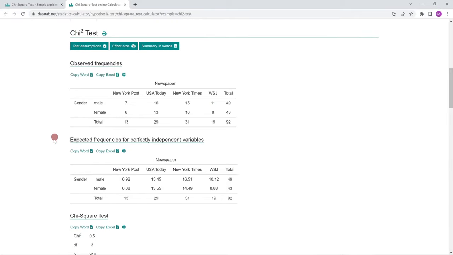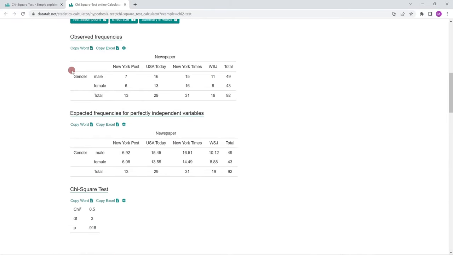Now we get the results for the chi-square test. Above, we see the contingency table for the variables gender and newspaper. The contingency table shows us how often the respective combinations occur in our survey. Female and USA Today, for example, occurs 6 times.